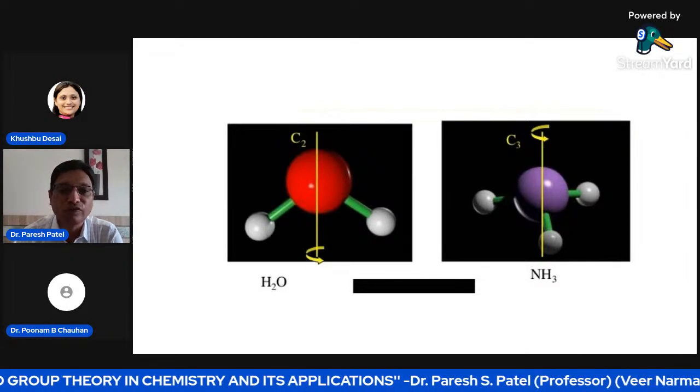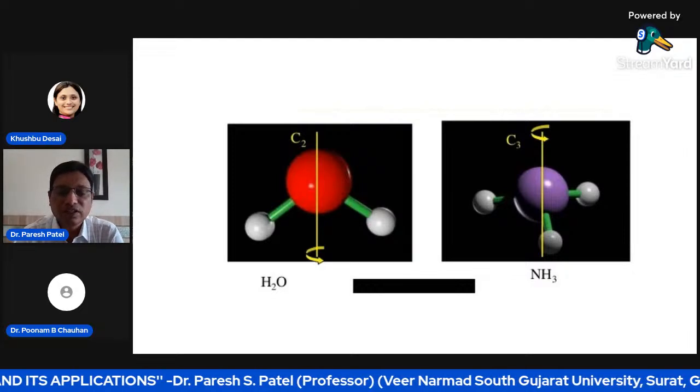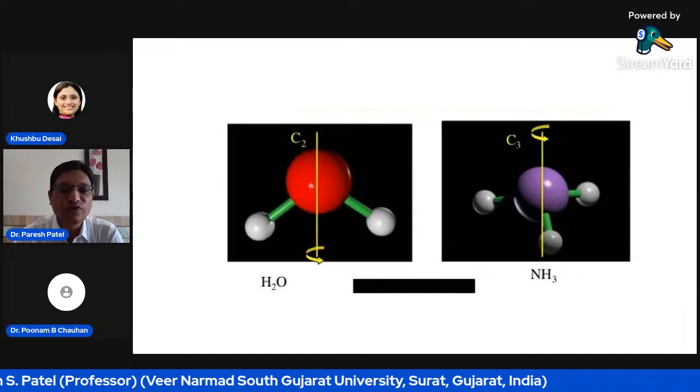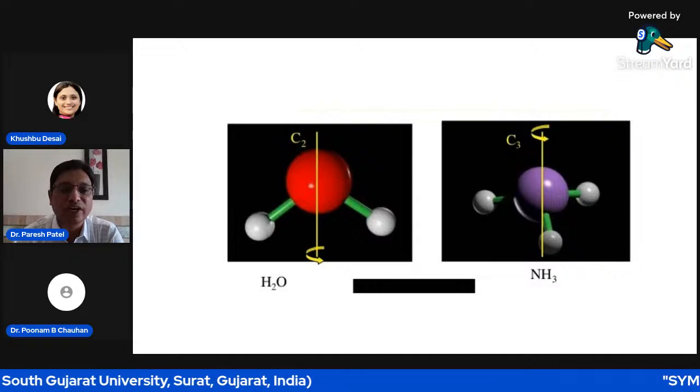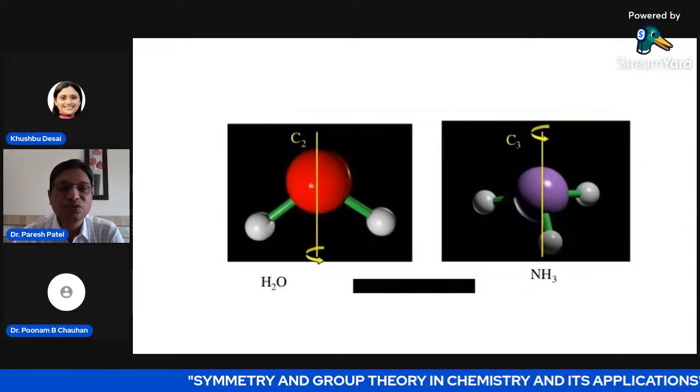In the case of the ammonia molecule, we know that the shape of the ammonia molecule is pyramidal. If we rotate this molecule along the imaginary axis by 120, we get the equivalent orientation position. It means n is equal to 3. Why is n equal to 3?